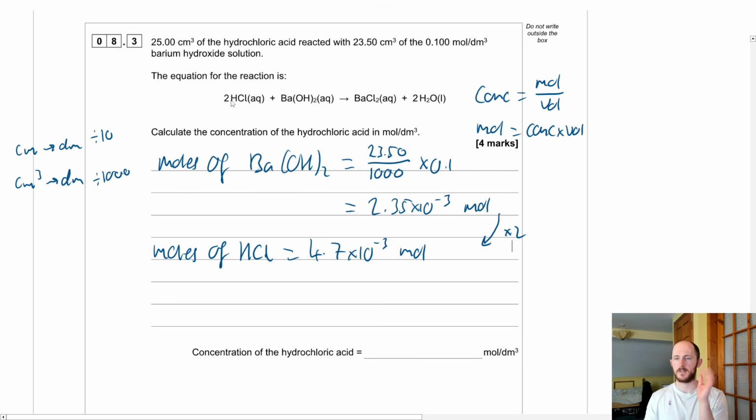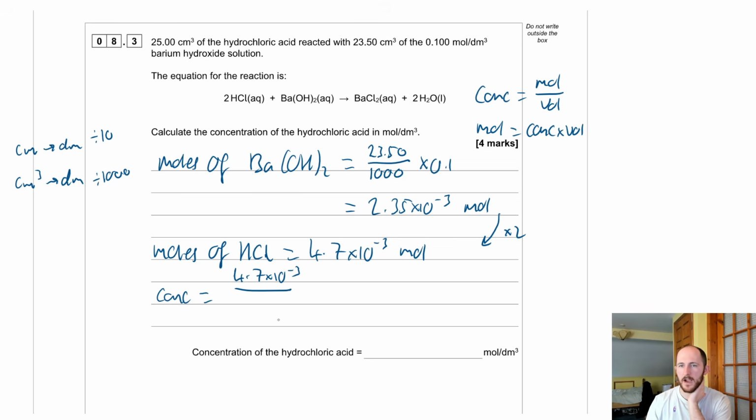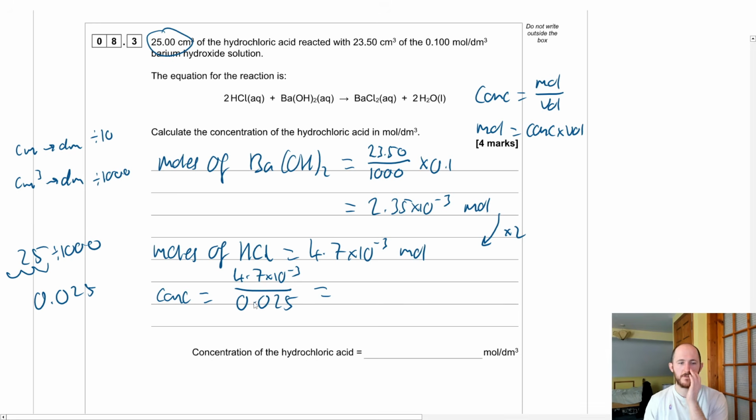Perfect. Hydrochloric acid in moles per decimeter. Okay, now all we need to do is divide it by the volume. So all we need to do for the concentration is the moles, which is 4.7 times 10 to the minus 3, over volume. But don't forget, our volume is in centimeters cubed. So we need to do 25 divided by 1,000, which is 0.025. And that'll give us our final answer.